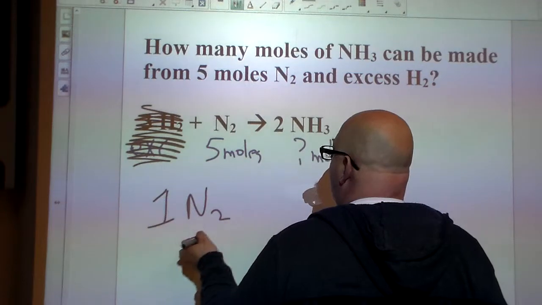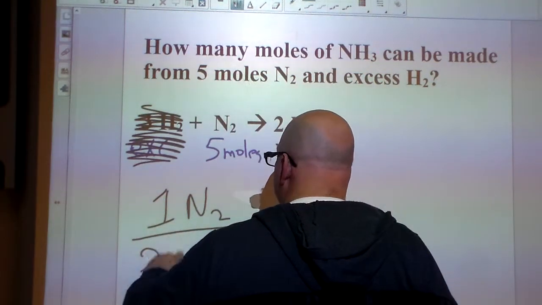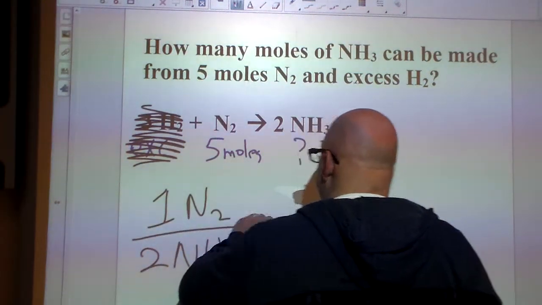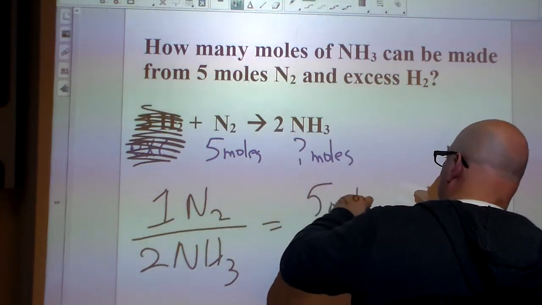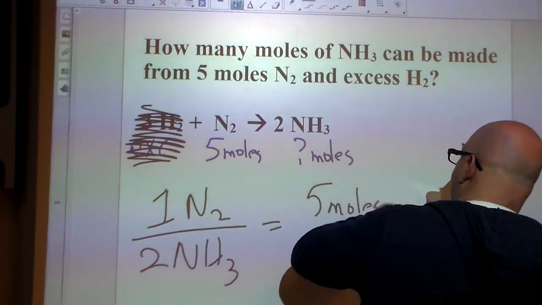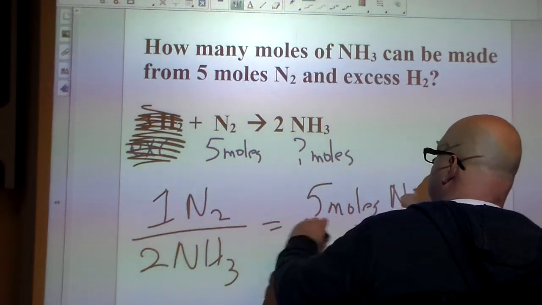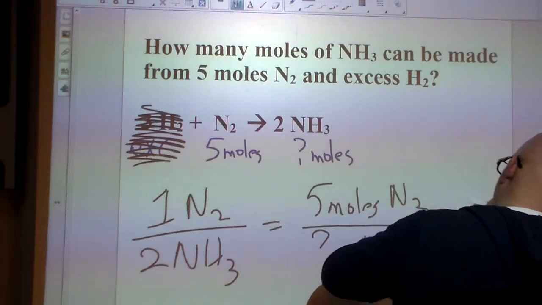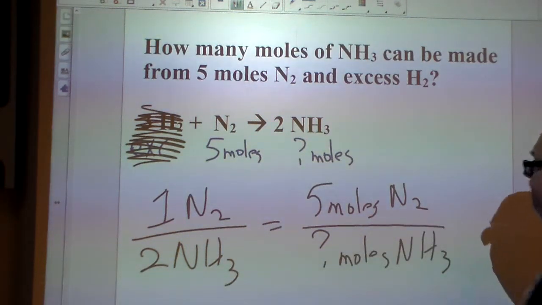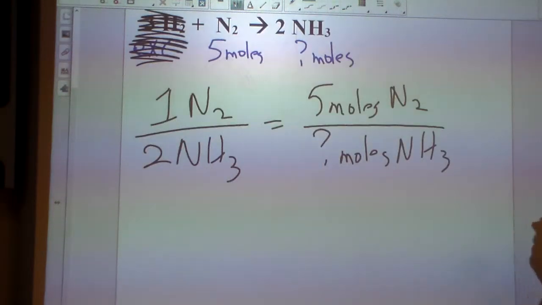So I have 1 N2 over 2 NH3 is equal to, well, I have 5 moles of N2 over how many moles of NH3? So that's one way we can do this.